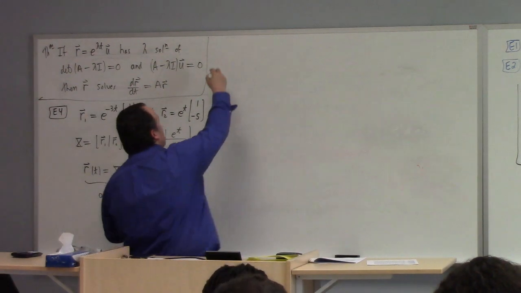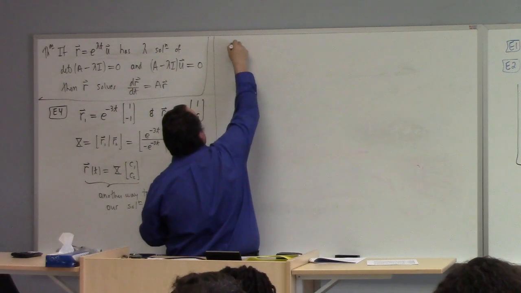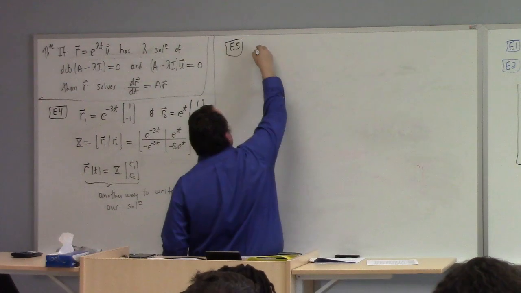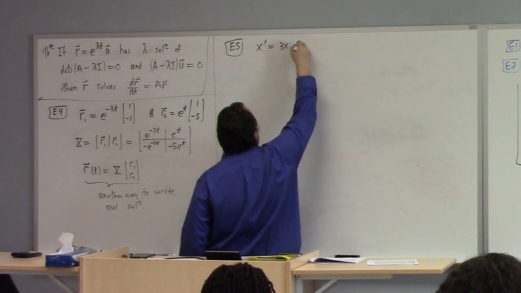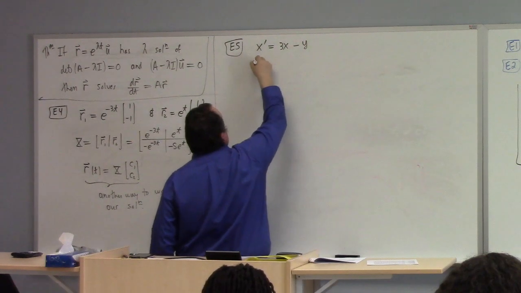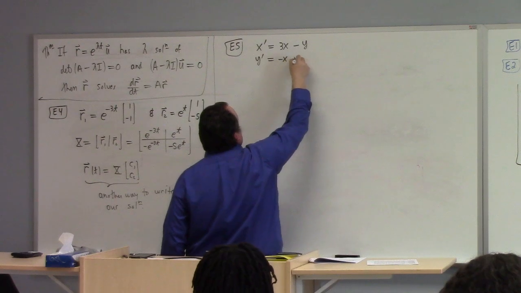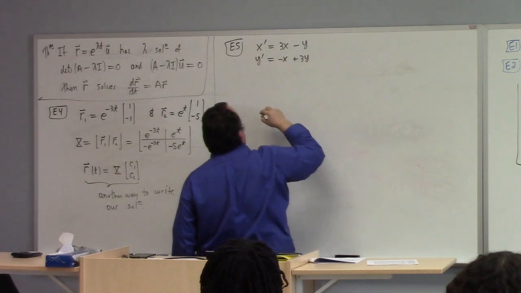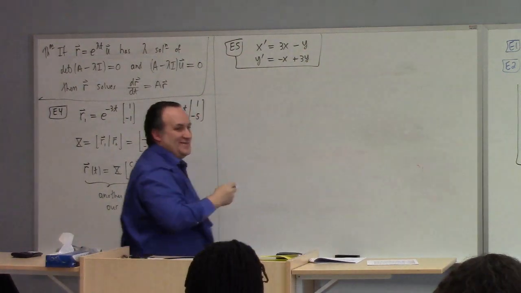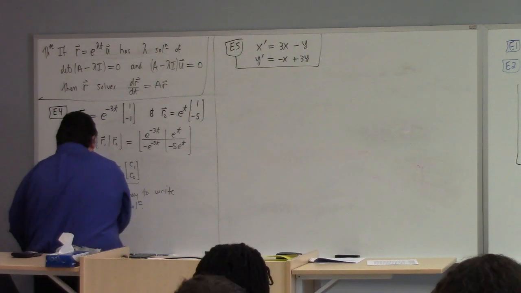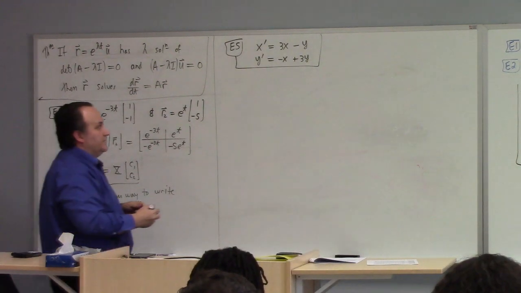Okay. Let us look at another. Example 5. Suppose we're going to solve x prime is equal to 3x minus y, and y prime is equal to minus x plus 3y. I hope this works out nice. I just made it up. All right, let's see what happens. Listen, if it gets too ugly, I'm going to use technology. All right? So here we go.